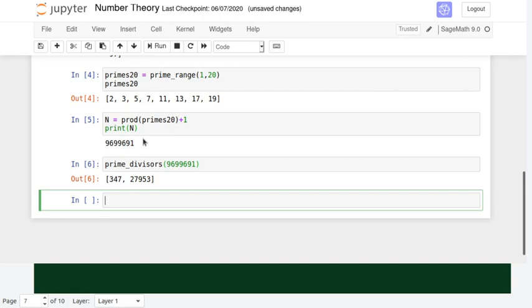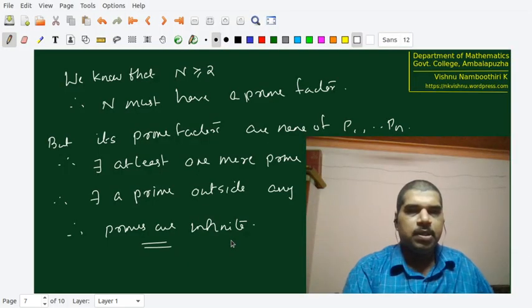So this is a demonstration to see what exactly we have done. I hope that you understood the proof and the example that we just demonstrated using SageMath software. And we will continue with the properties of primes and composites in the next session also.